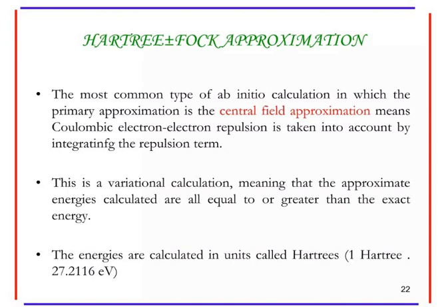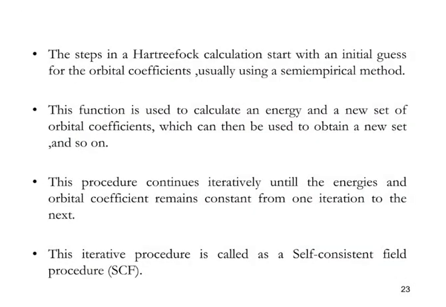27.2116 electron volts. The steps in a Hartree-Fock calculation start with an initial guess for the orbital coefficients, usually using semi-empirical methods. This function is used to calculate an energy and a new set of orbital coefficients, which can then be used to obtain a new set, and so on. These procedures continue iteratively until the energy and orbital coefficients remain constant from one iteration to the next. This iterative process is called the self-consistent field procedure.